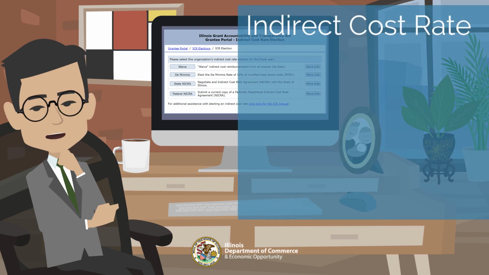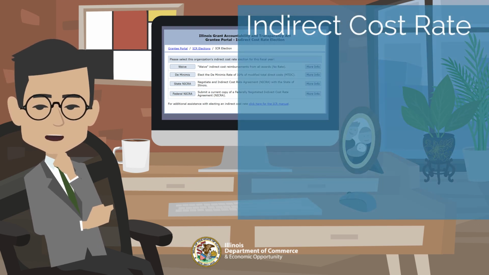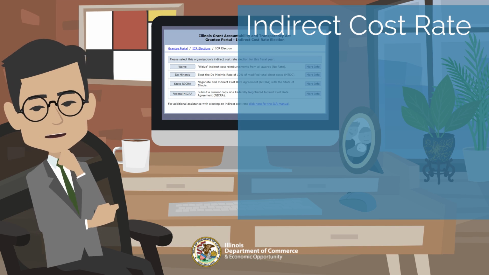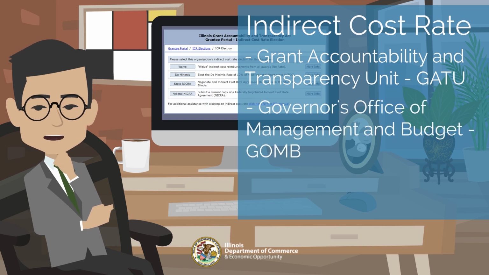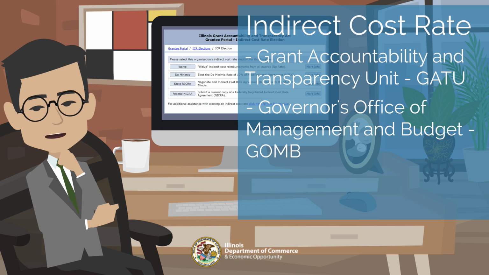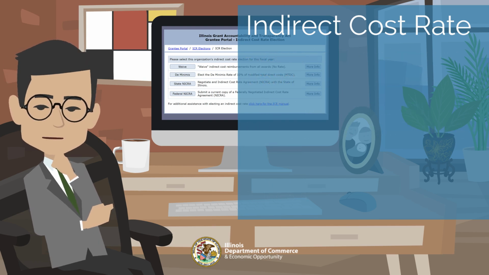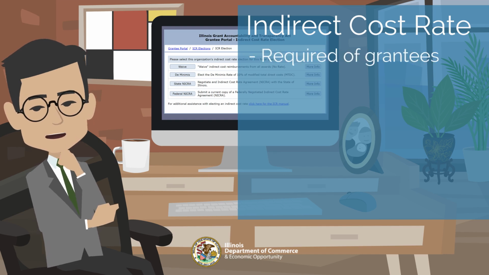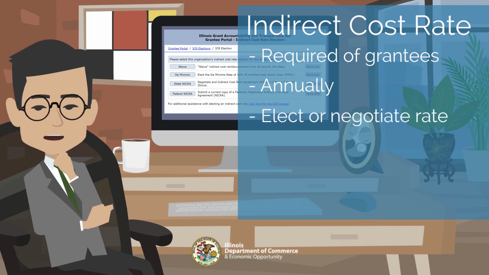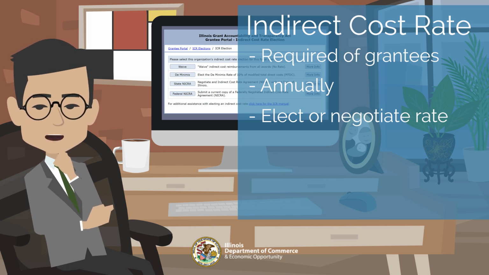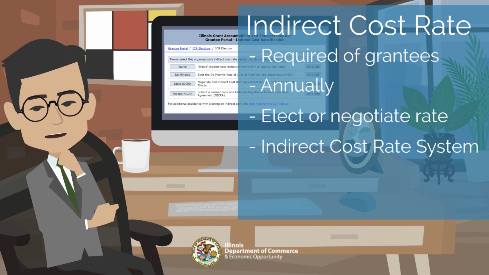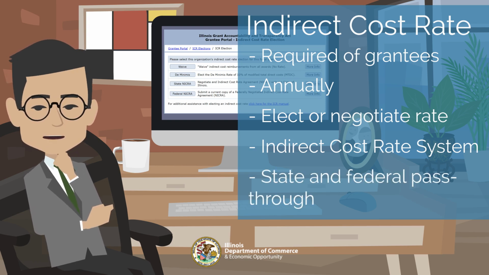The state of Illinois implements the centralized indirect cost rate system maintained by GAT-2. GAT-2 is the Grant Accountability and Transparency Unit of the Governor's Office of Management and Budget, also known as GOMB. Indirect cost rates are also referred to as ICRs. This system is required to be used by all grantees to make an annual indirect cost rate election or negotiate a rate with the state of Illinois pursuant to federal uniform guidance. The state of Illinois centralized indirect cost rate system is the system of record for all grantee indirect cost rate elections and approvals used for reimbursement on state of Illinois and federal pass-through awards.